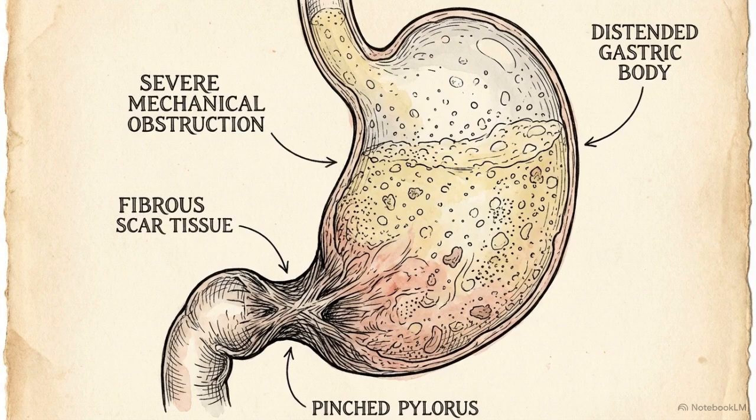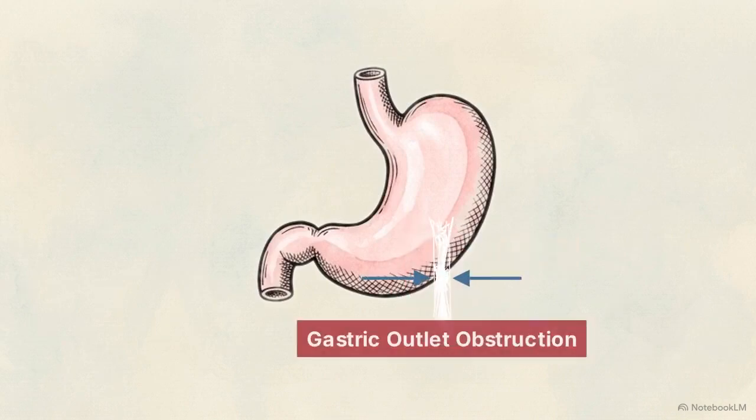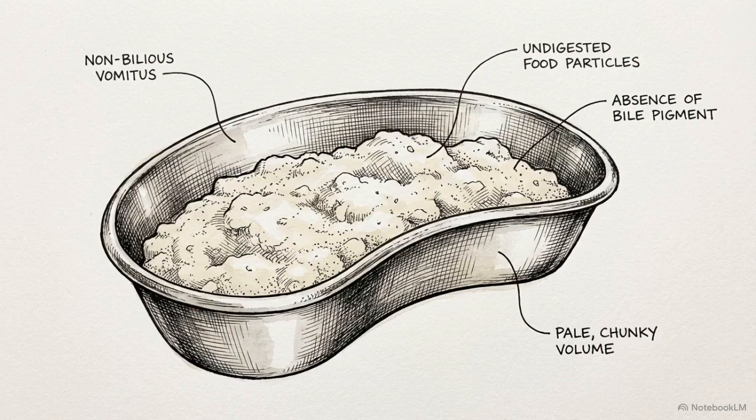The final emergency in the triad is gastric outlet obstruction, or GOO. Repeated cycles of ulceration and healing create dense scar tissue that completely blocks the pylorus. Patients present vomiting large volumes of undigested, non-bilious food.